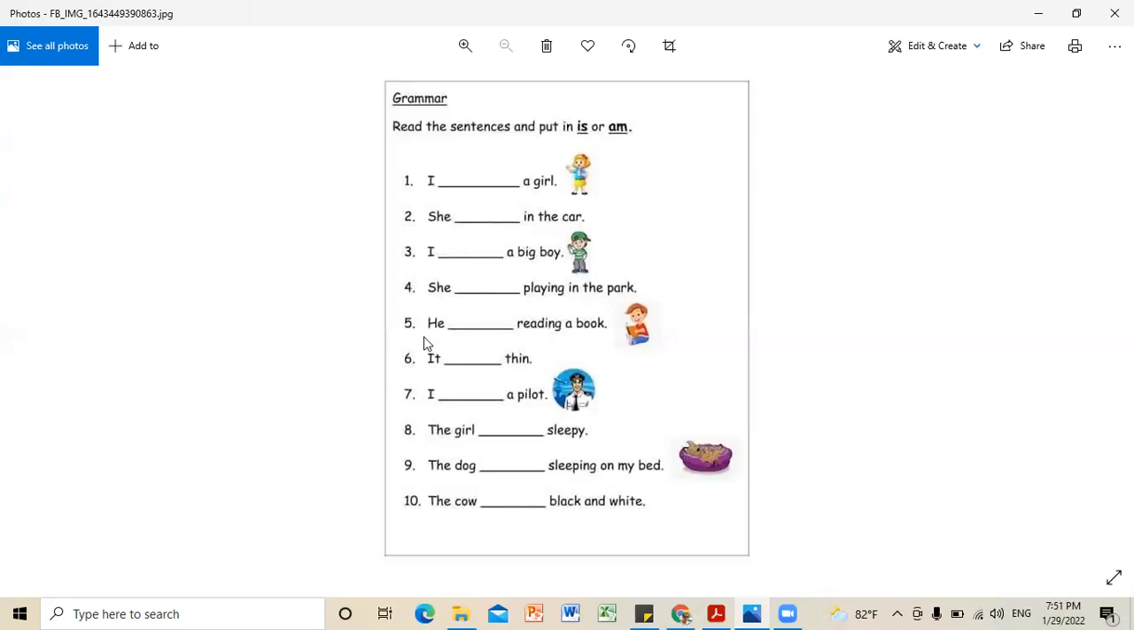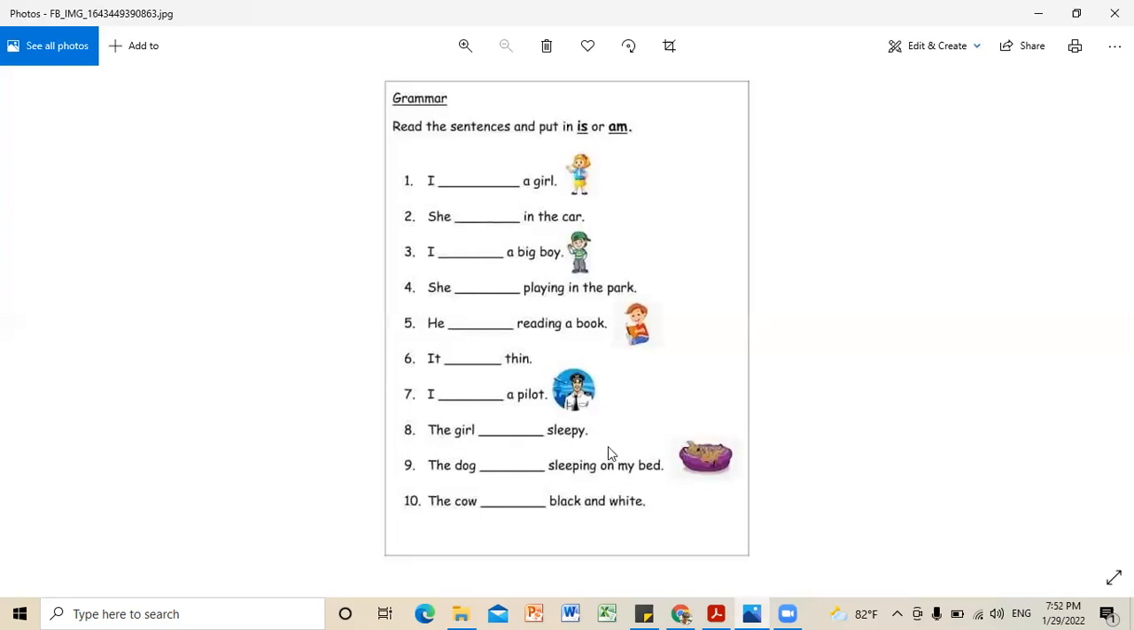Very good. Fifth one. He is reading a book. Answer is is. Yes. He is reading a book. And sixth one. It is thin. Is. Yes, very good. It is thin. Right. Seventh one. I am a pilot. Yes. Am. I am a pilot. Right. Eighth one. The girl is sleepy. Is. Very good.